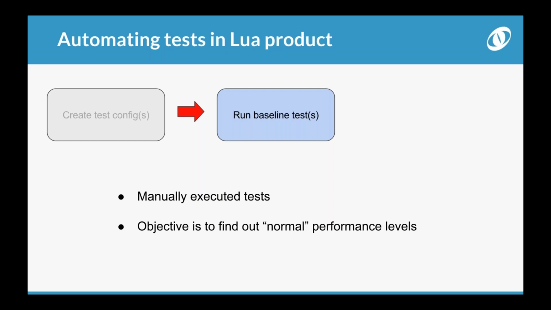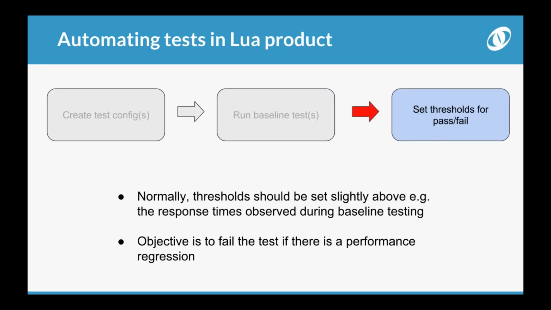And so we'll consider the test we started previously in the web GUI as our baseline test, and we'll use the performance levels of that test as the input for the next step, which is to create thresholds. Thresholds you normally want to set slightly above the response times that you observe during your baseline tests. So you want them to act as guards in your automation pipeline. If you have a performance regression, the thresholds would be hit, and that would fail the test and fail the pipeline, and you would be notified.